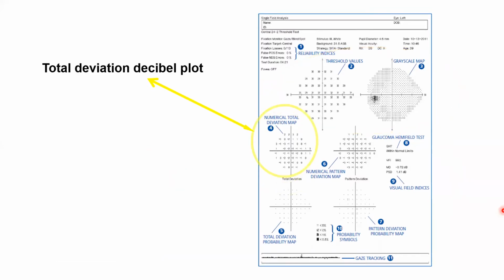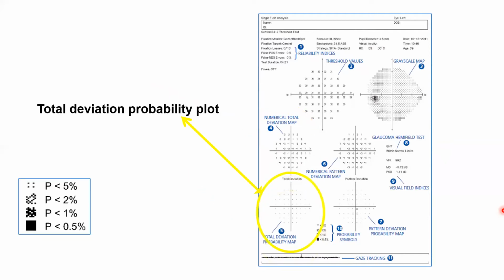There you find the total deviation decibel plot, which compares the threshold measured in your patient with the age-corrected values, and this difference is displayed in decibels. In the total deviation probability plot, this deviation is assigned a statistical significance. So, if a black square is displayed at a particular location, it means that less than 0.5% of the population has such a difference at that point.